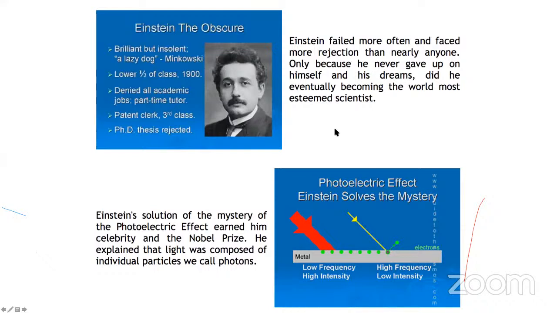And the first major thing that he did was the photoelectric effect, which we are going to talk about. Einstein's solution to the mystery of the photoelectric effect is what earned him celebrity and the Nobel Prize. This explained that light was composed of individual particles, what we now call photons.